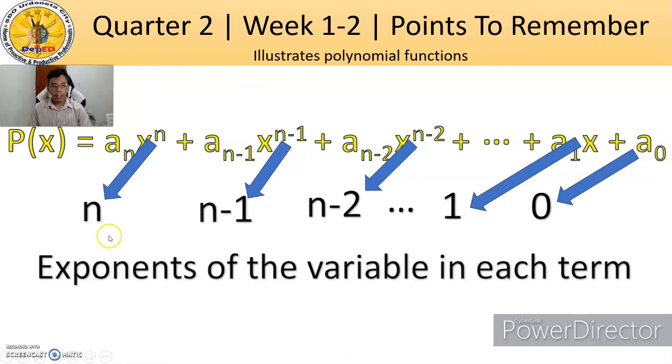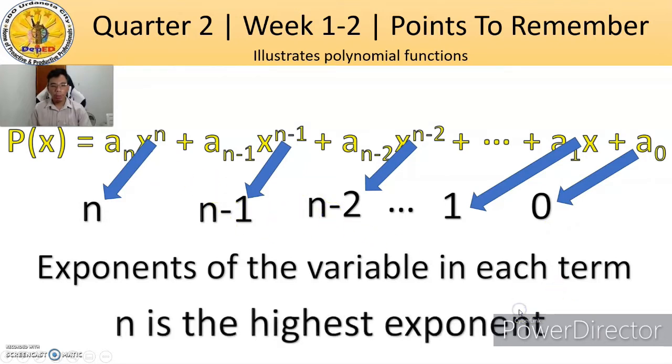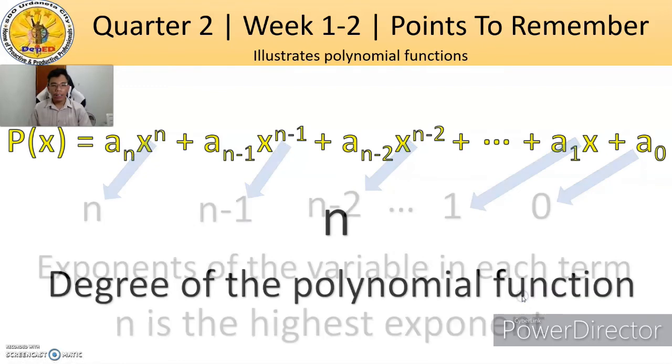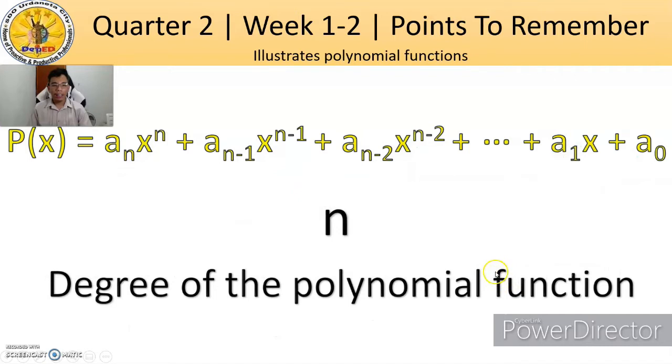By observing that n, n minus 1, n minus 2 up to 0 is the pattern of the exponents in the general form of a polynomial function, we can now assume that n is the highest exponent. By this, we can now say that n is the degree of the polynomial function.